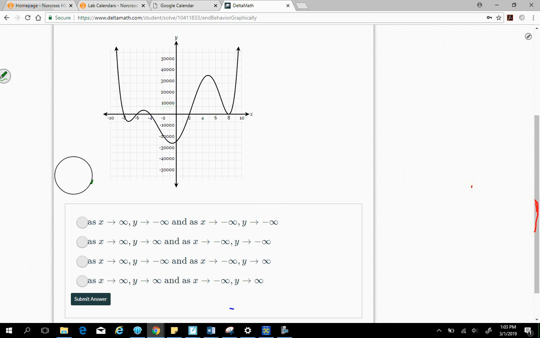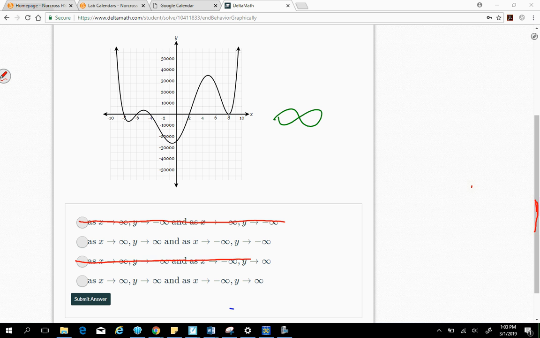Wait, repeat the question again? So we said as x went towards infinity, y went to what? Infinity. So which answer choice can I eliminate? Oh, A and C. I can eliminate A because it says y goes towards negative infinity, and that's not true. I can eliminate C. Oh, so these are like what's true about this type of question?